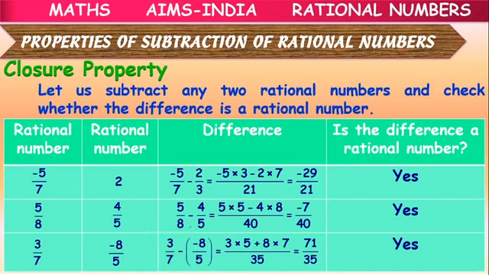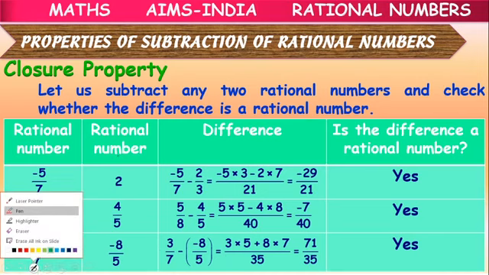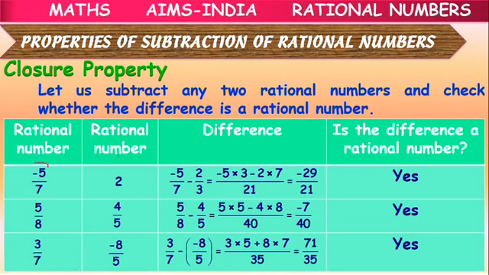Okay. So let's subtract any two rational numbers and check their difference first. Here minus 5 by 7 is one rational number, and 2 is another rational number, because 2 can be written as 2 by 1. Let's subtract both the rational numbers. Minus 5 by 7.